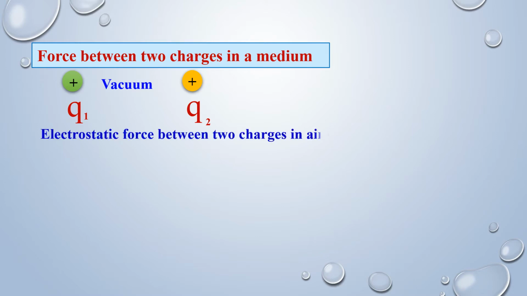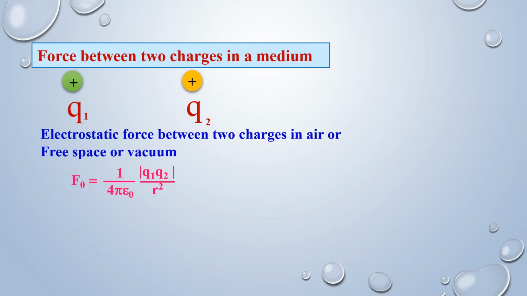So the force between these two charges, which is placed in air, in free space or in vacuum, is given by the expression F naught is equal to 1 upon 4 pi epsilon naught modulus of Q1 Q2, that is the product of the two charges, upon square of the distance between the two charges.